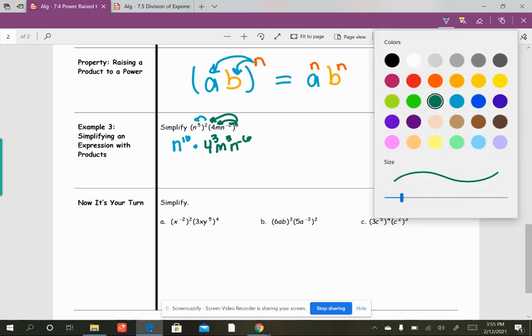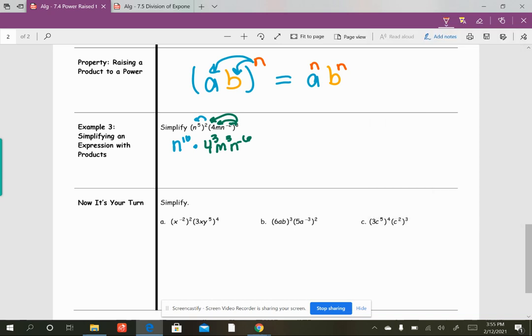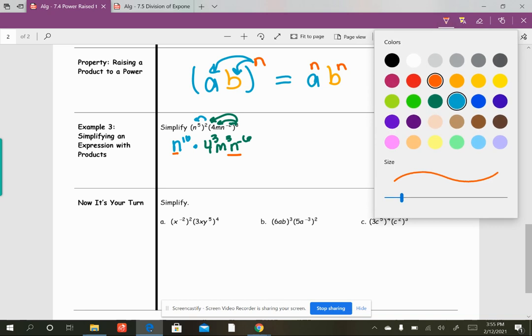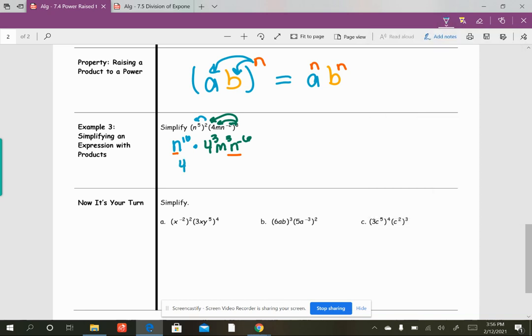And now we go through and combine like terms. So look at the n's. We still have that 4 cubed, m cubed, and then 10 plus negative 6 is going to give you n to the 4th power. Now we go through and simplify that 4 cubed, which ends up being 64 m cubed n to the 4th.